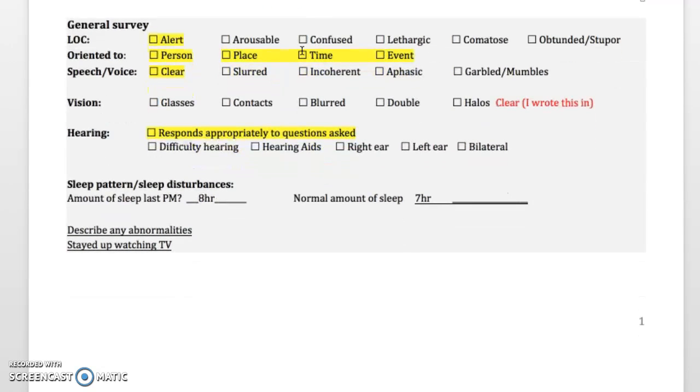General survey, you can go ahead and include, you just check these little boxes. You don't have to highlight them. One thing I added in is you can think outside the box. So if their vision is clear, you can just write that to the side. Or say they're not oriented to time. Over here you can write disoriented to time.